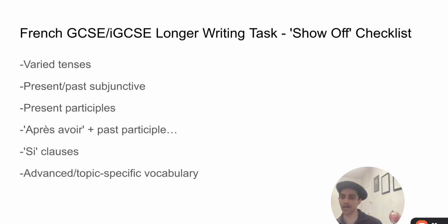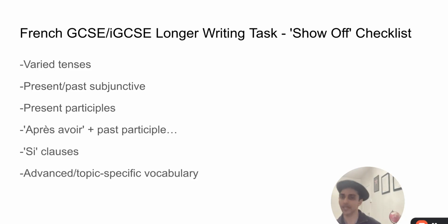Structures such as après avoir or après être, followed by the past participle, which means having done something, or having something. Those can be useful too. Again, simply more complex verb forms, moving further away from the standard grammar that everybody would learn for GCSE or iGCSE. Si clauses or if clauses, I have another video on those. There are 3 of them, and they're very, very useful for your writing to try and increase your grade for your writing task. Si clauses definitely can stand out to examiners as well.